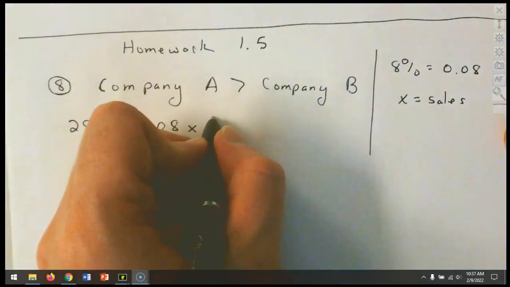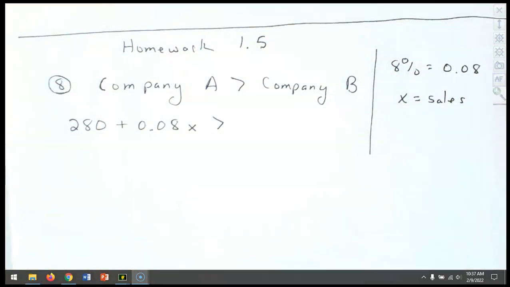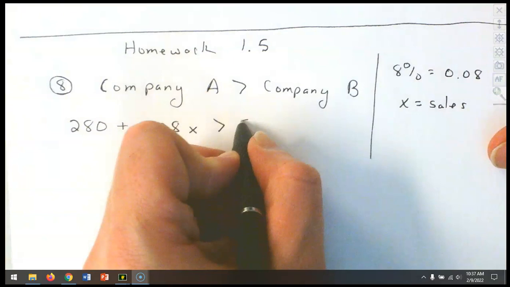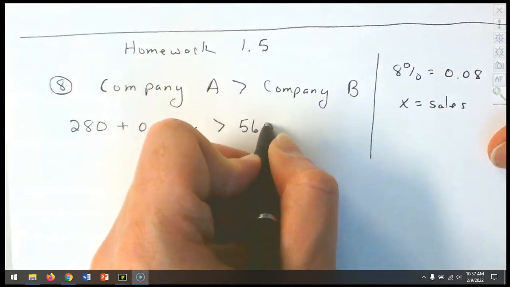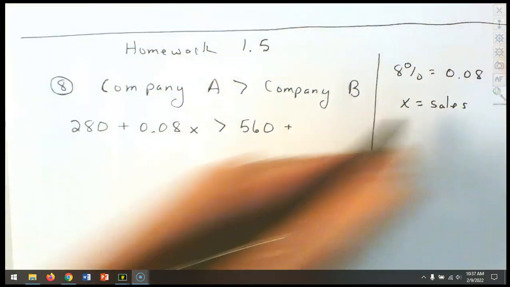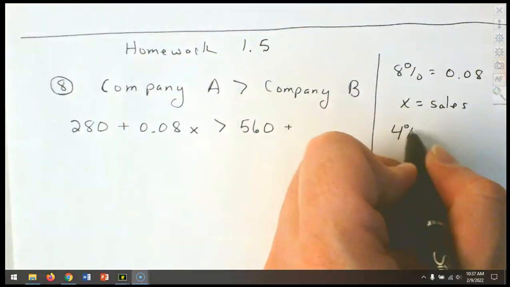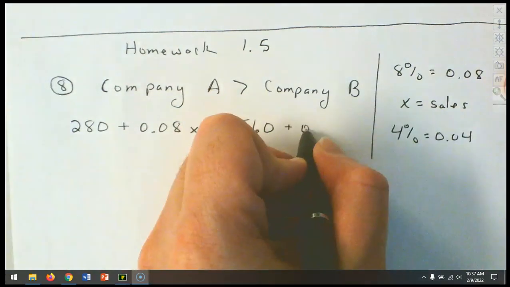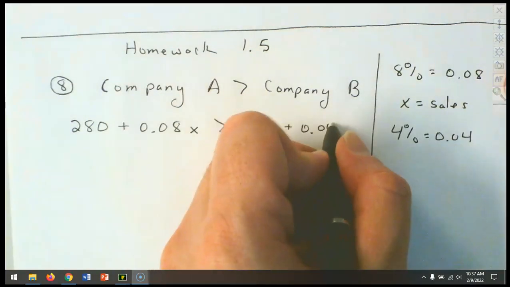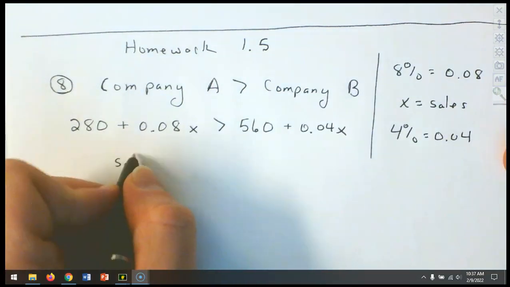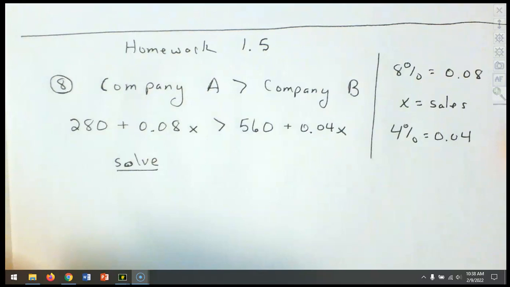Now, what about company B? Well, company B, it's a little bit less risky, because company B, you make $560 as a base salary plus 4% of the sales. Well, 4% would be 0.04. So that's going to be plus 0.04x then. And you can solve it and finish it from there.